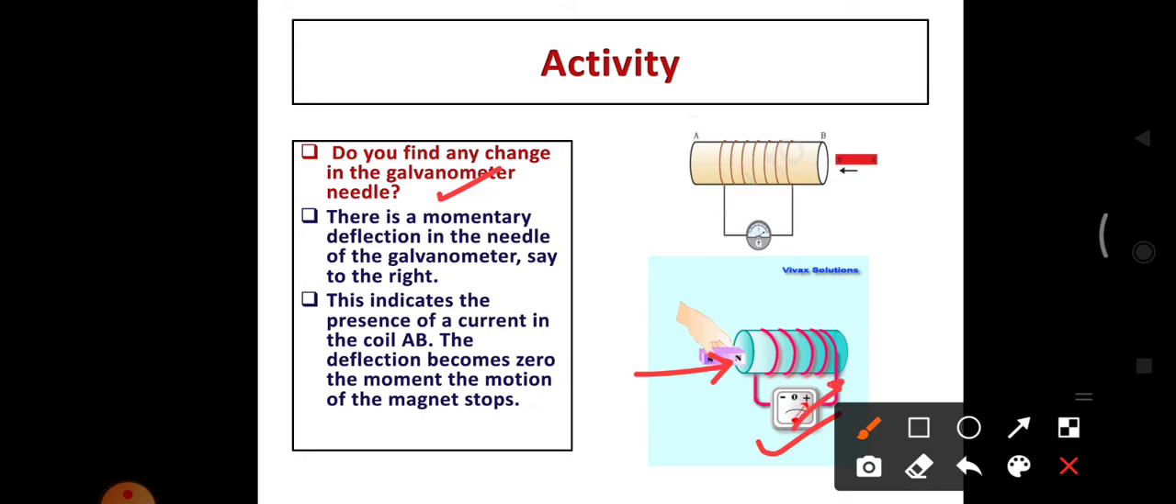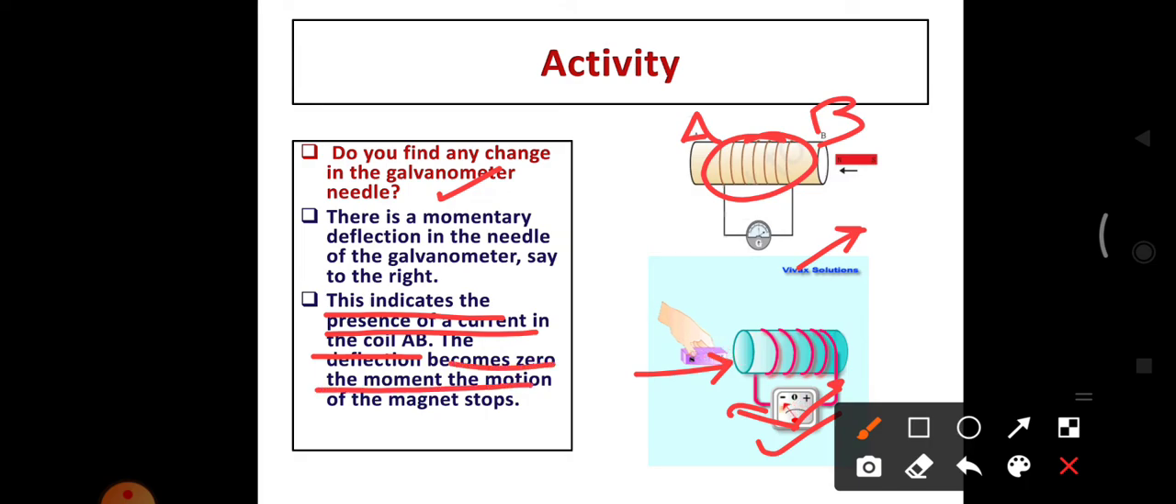Maybe it moves right or left. This indicates the presence of a current in the coil AB. So when the galvanometer shows the deflection, this shows that in this coil the current is present. The deflection becomes 0 the moment the motion of the magnet stops.